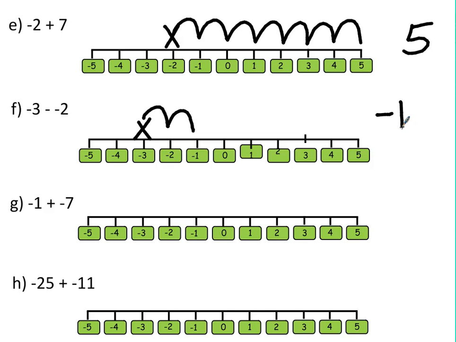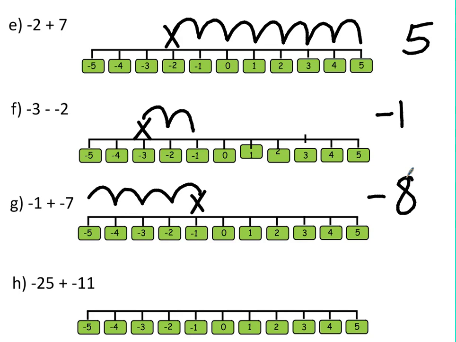In G, we have a start position of minus 1, and if you have one negative sign and a positive sign, we're still moving down. Plus minus 7 is the same thing as subtracting 7. So we're going to move down 7 places: 1, 2, 3, 4. Well, there's a few more places to move. You should work out that you're going to end up at minus 8.